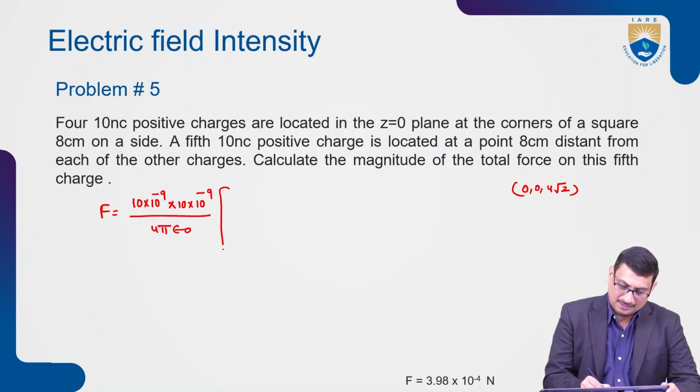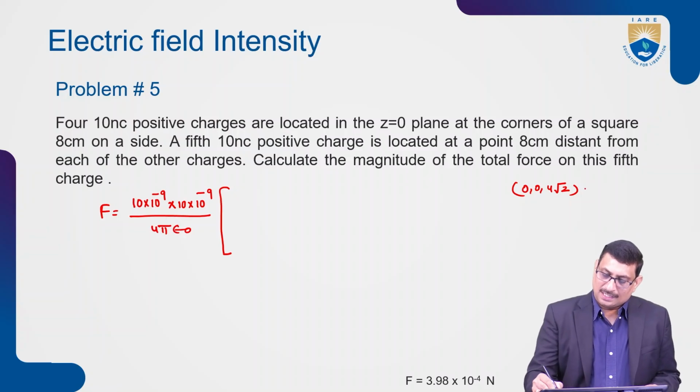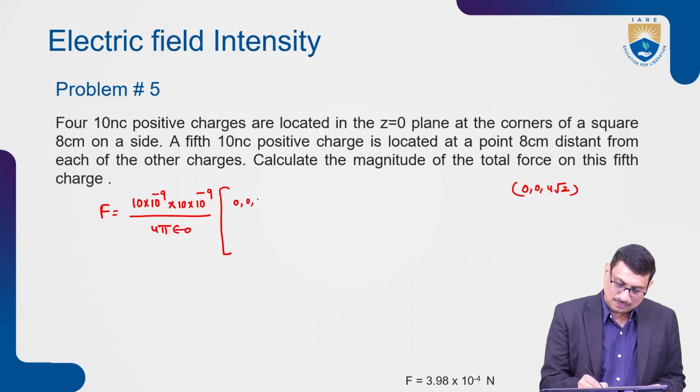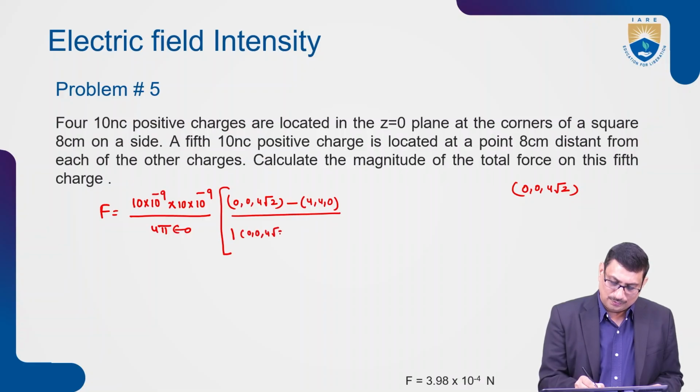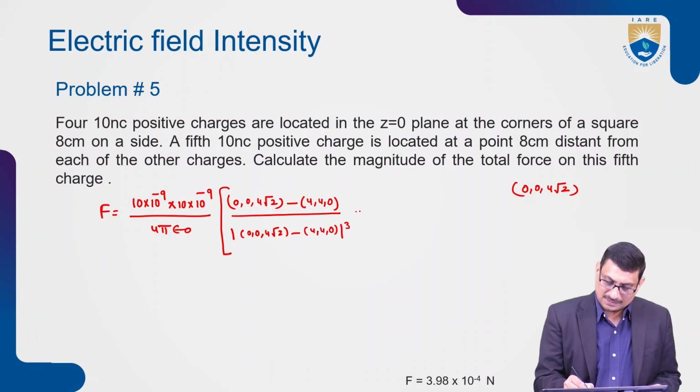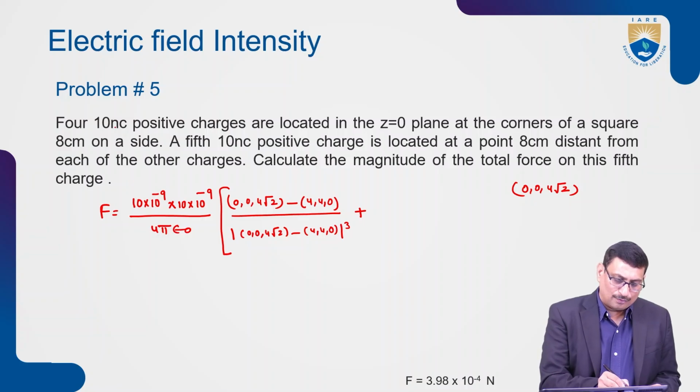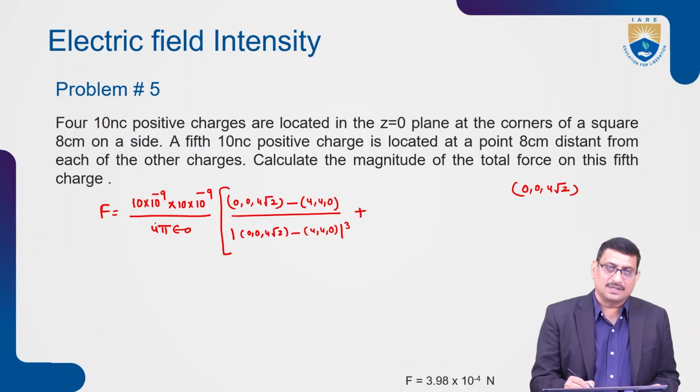Now here the charge Q1 is located where we have to calculate, finally 0, 0, 4 root 2. So 0, 0, 4 root 2 minus, for the first charge, 4, 4, 0, divided by the magnitude of (0, 0, 4 root 2 minus 4, 4, 0) whole cube, plus. And this is also a 10 nanocoulomb charge, the fifth one, and all 4 positive charges are identical. Therefore, again this is common for each force.